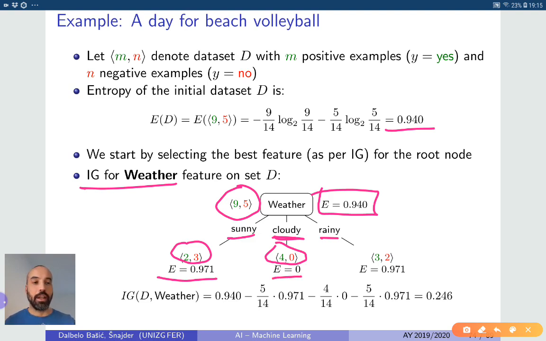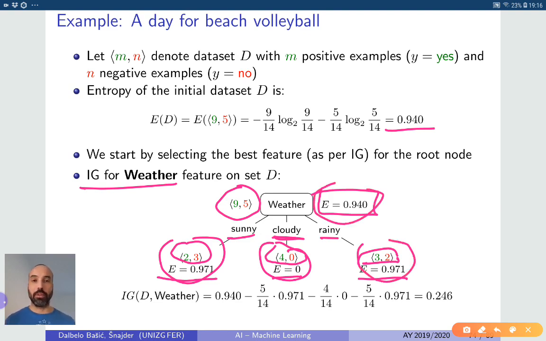And if the weather is rainy, there are 5 examples again, of which 3 are positive and 2 are negative. It's the same entropy as for the leftmost branch, which is 0.971. So I got the entropies for each of the subsets here. And now I've got the initial entropy, so I've got all I need to compute the information gain.